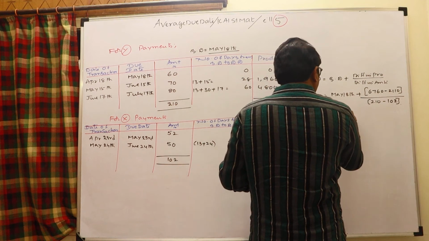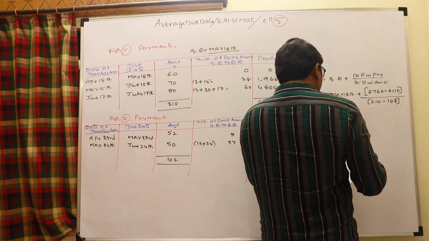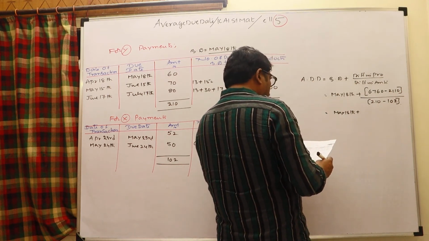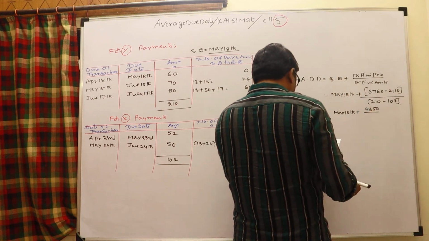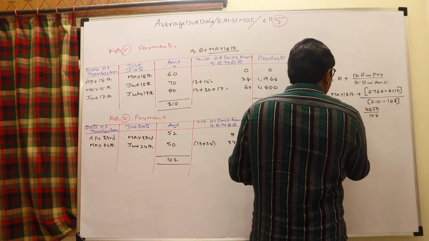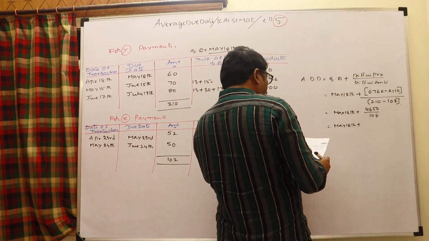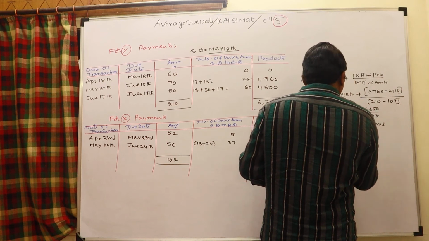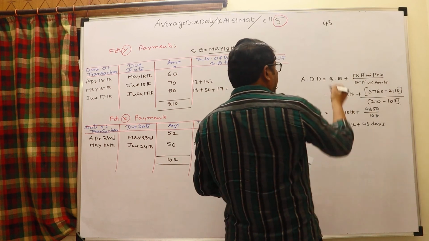And therefore May 18th plus difference in products divided by difference in amount, and it would be 4650 divided by 108. Therefore May 18th plus the number of days, it is 43.05, let us say 43 days to be added to know the average due date. Let us take here 43 days to be added to May 18th.